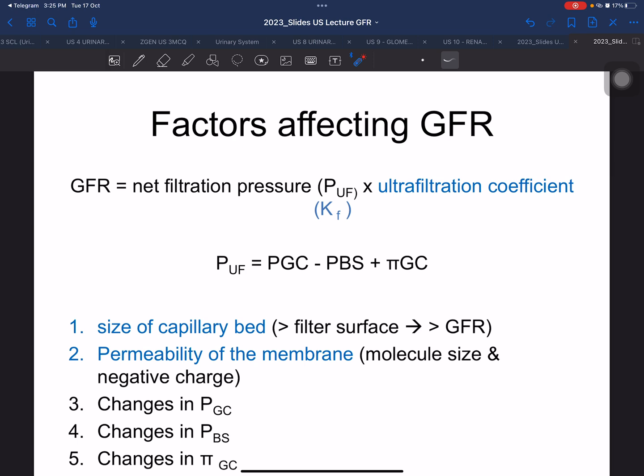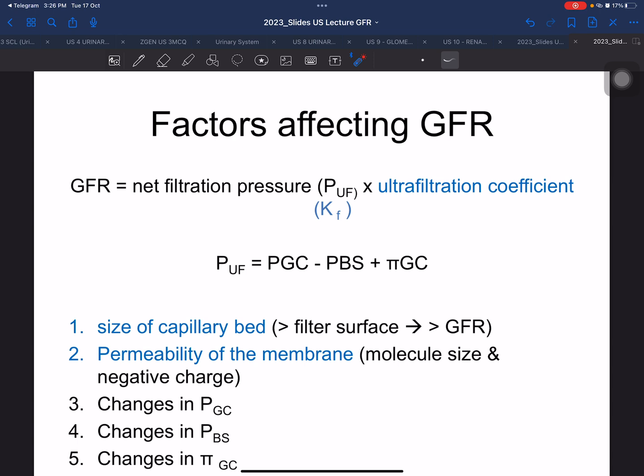So the size of the capillary bed. In ultrafiltration, just now we talked about the permeability and the surface area of this capillary. So the bigger the size, the more filter surface. If more filter surface, then more GFR, and there is more space for it to filter. Permeability has two factors, as we said just now: molecule size and the negative charge. This is what determines the permeability of the membrane. And then the changes of this hydrostatic and oncotic pressure.